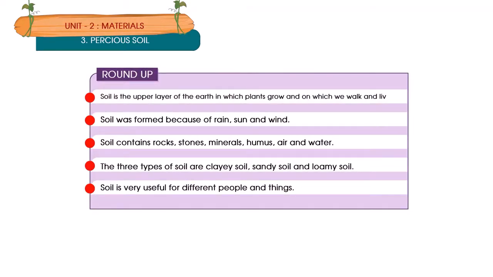Roundup. Soil is the upper layer of the earth in which plants grow and on which we walk and live. Soil was formed because of rain, sun, and wind. Soil contains rocks, stones, minerals, humus, air, and water. Three types of soils are clay soil, sandy soil, and loamy soil. Soil is very useful for different people and things.